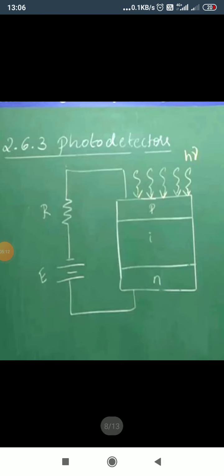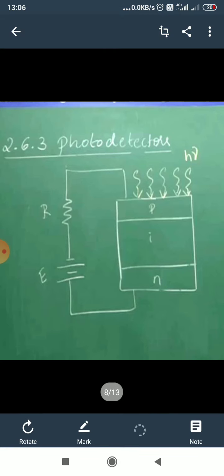The width of the I region is larger, and that will again affect the current production by this particular photodiode. So for that reason we are increasing the length of I, and the P and N region width is lesser. So this is about the construction details of a photodetector.